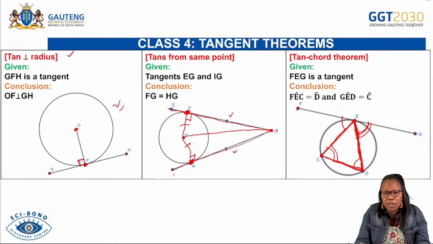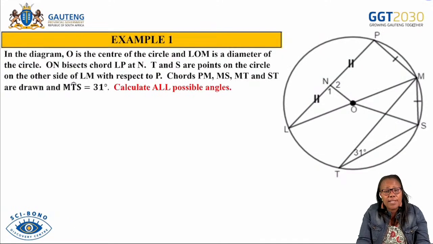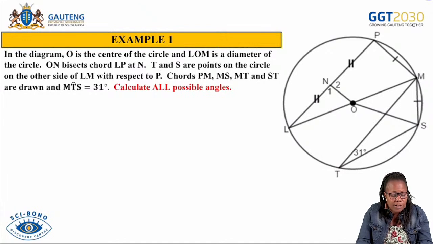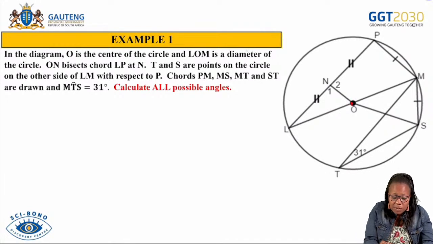And then let's look at the application now. All right, the first example. Remember our hints said: read the statement, ensure that all the given information is on the diagram, indicate equal angles, highlight everything, okay? Now, let's start. In the diagram, O is the center. Yes, we have O there as the center. And LOM is the diameter. The minute they talk diameter, you must think of what? A 90 degrees angle. Therefore, there must be a theorem: angle in a semicircle.